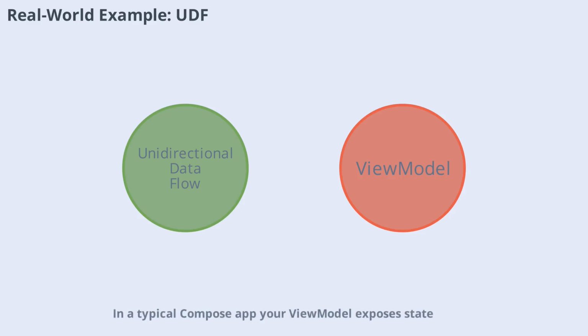In a typical Compose app, your ViewModel exposes state, and your composables observe it. When a user interacts with the UI, events bubble up to the ViewModel. This unidirectional flow keeps your app's logic clear and manageable. It's especially useful in larger apps where complexity can quickly get out of hand.